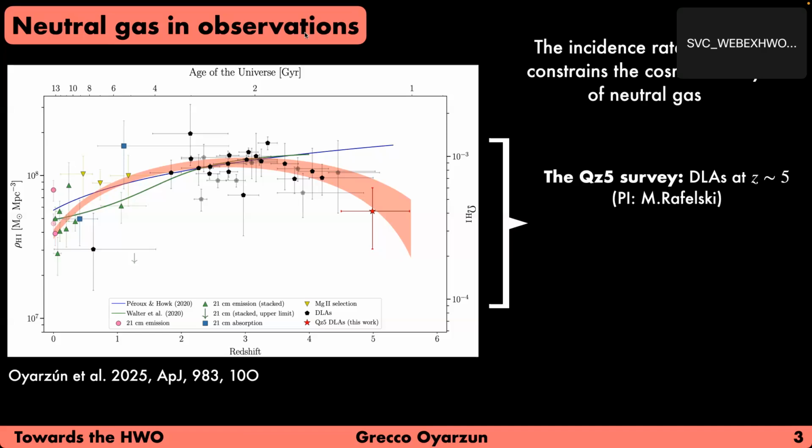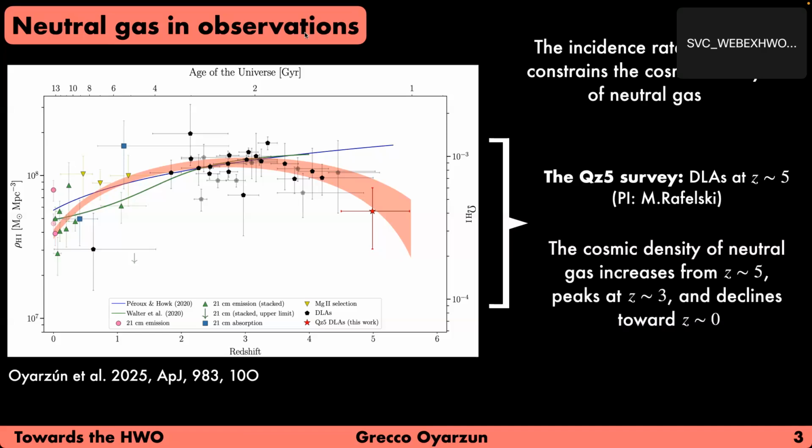In this study, we also compiled measurements from DLA incidence rates at lower redshift and measurements from 21 centimeter emission. And what we concluded is that the cosmic density of neutral gas increases from redshift 5, peaks at about redshift 3, and drops towards redshift 0. So what this is telling you is that galaxies build up their gas with time. And the amount of gas in galaxies throughout the universe peaks at about redshift 3, shortly before cosmic noon. And then it starts to drop as star formation throughout the universe starts to decrease.